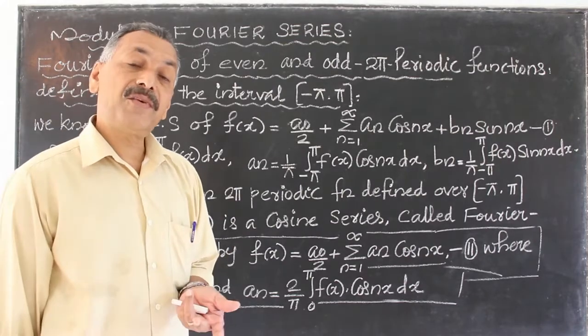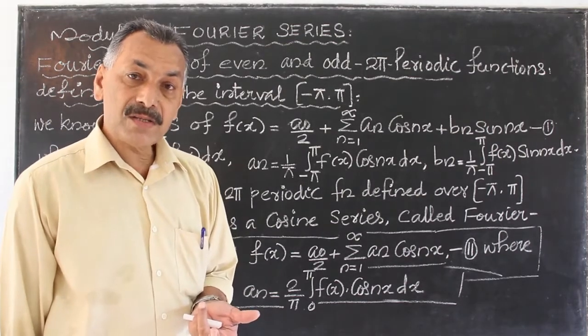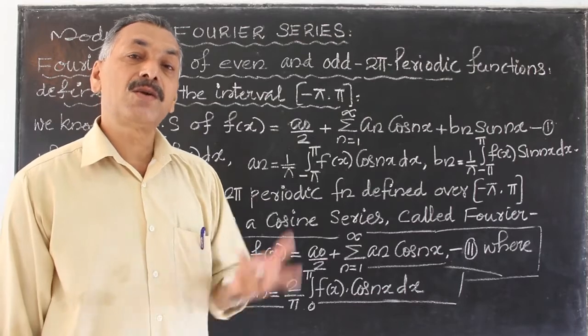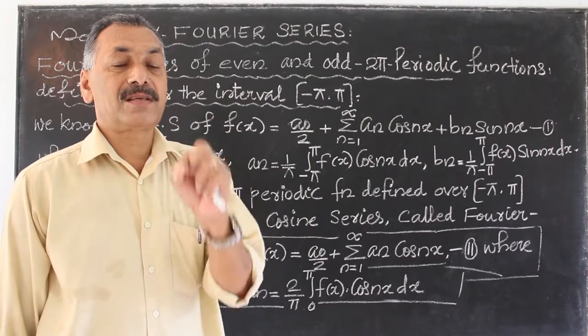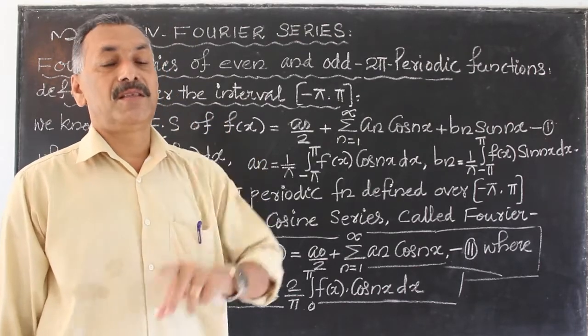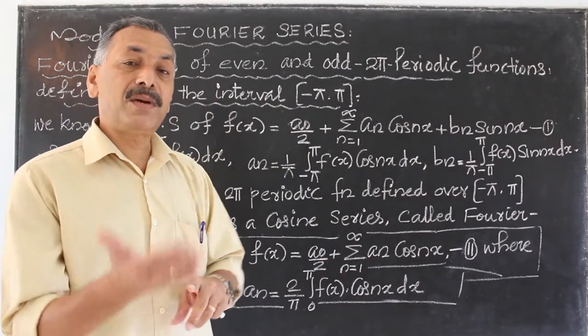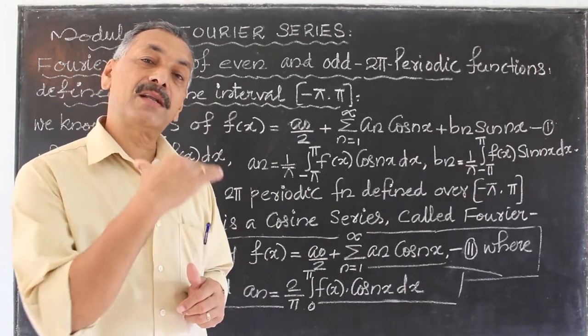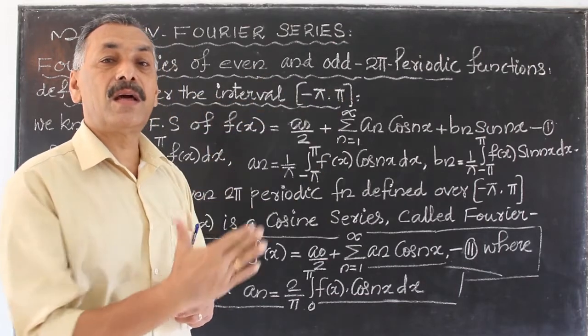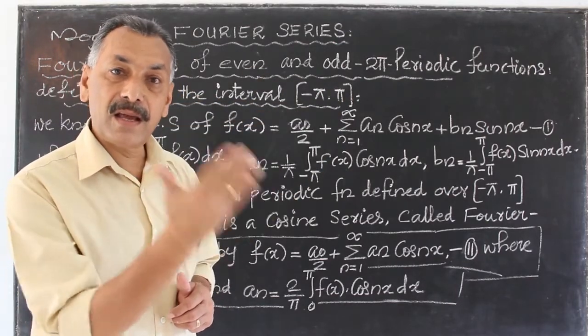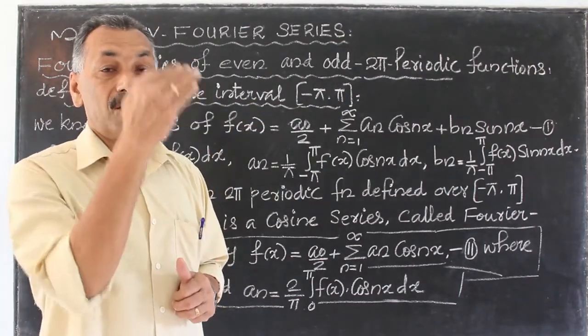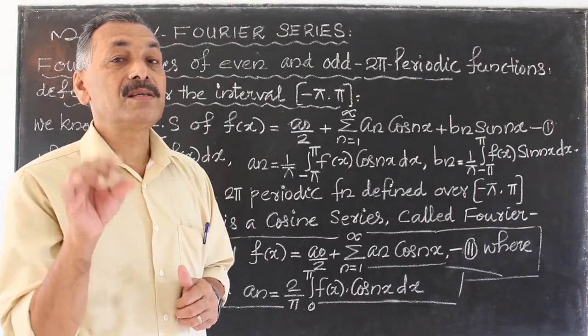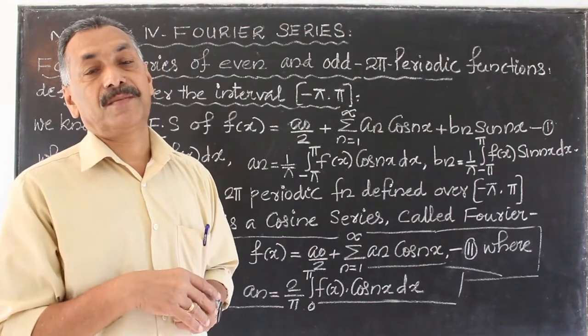What do you mean by an even function? An even function means f of minus x is equal to f of x. Either plus x or minus x gives one value. The curve on the right side of the y-axis is the same as the left side; it is symmetric about the y-axis.